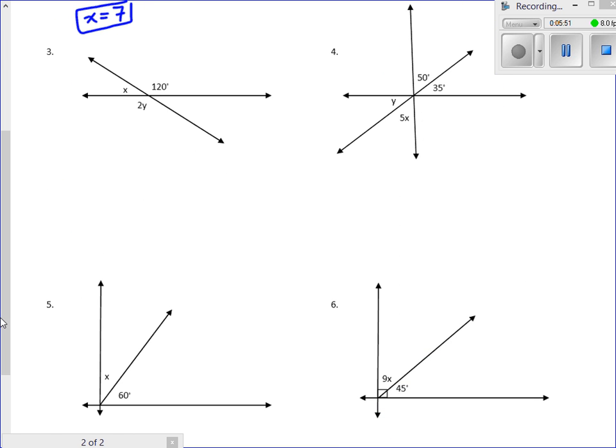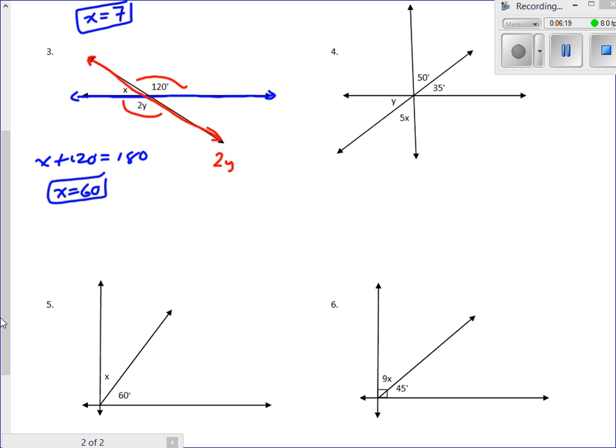All right, so if we take a look at number 3, right away the x and the 120 we can see form a line. So x plus 120 equals 180, which means x is equal to 60. And then if we look closely in there, we get this relationship, the 2y and the 20, right? We have two lines intersecting. The red line and the blue line are intersecting, which means we get vertical angles. And 2y and 20 happen to be vertical angles. And that means that they are congruent.